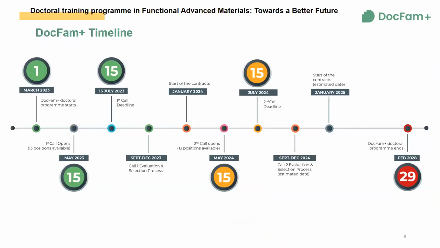This is the DocFam timeline. You can see in green is the first call, and in yellow is the second call. It will last for 5 years. We are now in the first call, and for this first call, the contracts will start in January 2024. Then next year, we will have the second call.